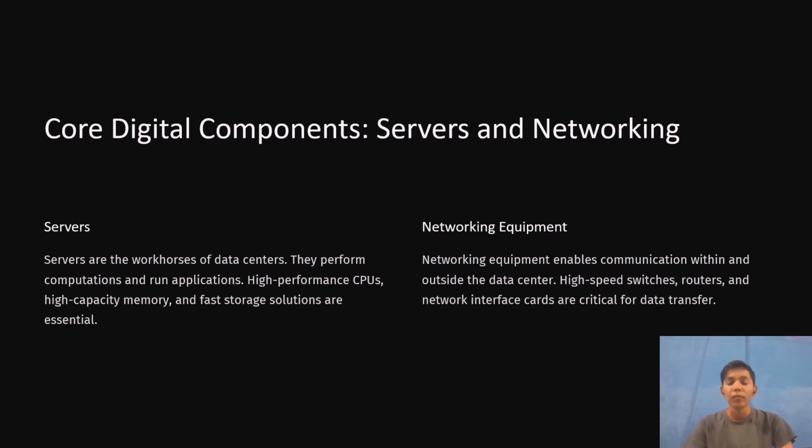Next, networking equipment. Networking equipment enables communication within and outside the data center. High speed switches, routers, and network interface cards are critical for data transfer. So we use high speed switches, routers, and cards for data transfer. So these two are the core digital components.